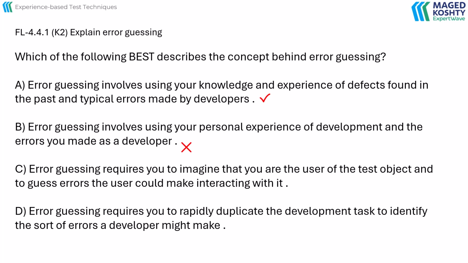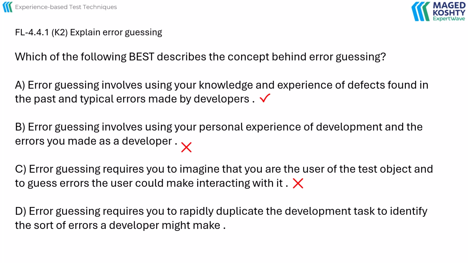C. Error guessing requires you to imagine that you are the user of the test object and to guess errors the user could make interacting with it. Error guessing is not only about guessing how the user might interact with the test object.